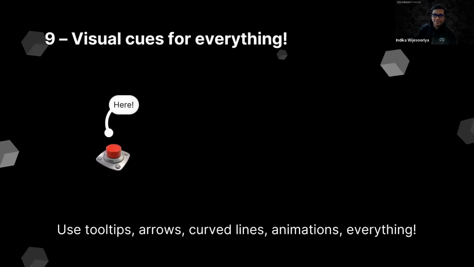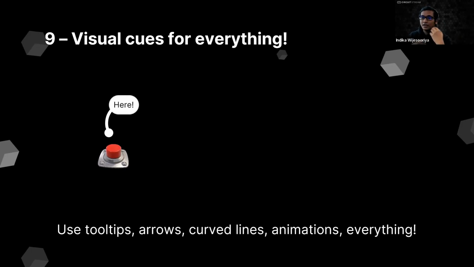Now the other thing, visual cues for everything, right? If you want users to interact with the button, or with something else, make sure that you have visual markers. Use tooltips, arrows, small curved lines, animations, things like that, to draw the user towards that certain interaction.